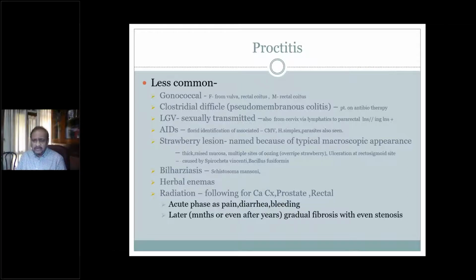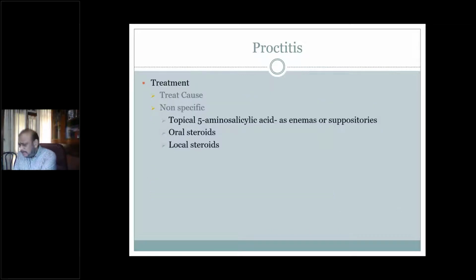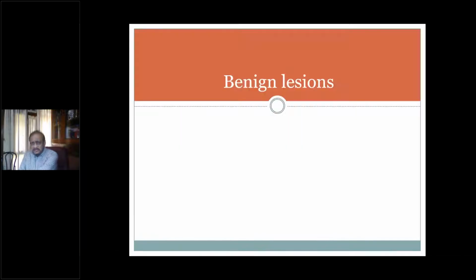Radiation is usually for carcinoma of the cervix, or the prostate in males, or rectal radiation. It will present in two forms: the acute phase with pain, diarrhea, and bleeding, or in the later months, the chronic form when post-radiation fibrosis sets in, so these patients can even present with stenosis. The treatment is pretty simple. Either treat the cause, and if you don't find a specific cause, use 5-aminosalicylic acid as enemas or suppositories. You can use oral or local steroids, and most of these patients respond.